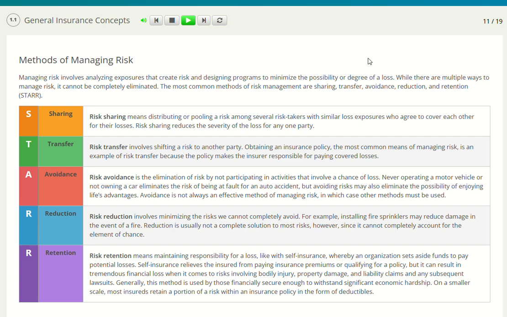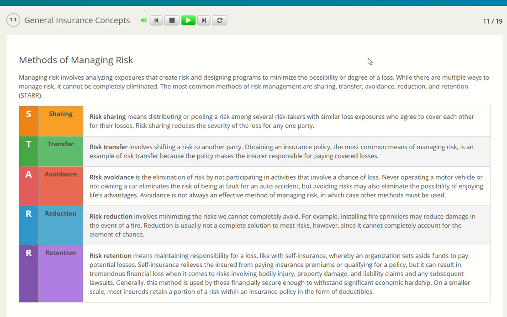Retention. Risk retention means maintaining responsibility for a loss, like with self-insurance, whereby an organization sets aside funds to pay potential losses. Self-insurance relieves the insured from paying insurance premiums or qualifying for a policy, but it can result in tremendous financial loss when it comes to risks involving bodily injury, property damage, and liability claims and any subsequent lawsuits. Generally, this method is used by those financially secure enough to withstand significant economic hardship.